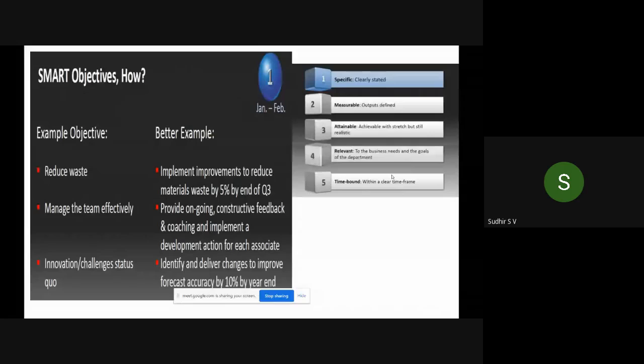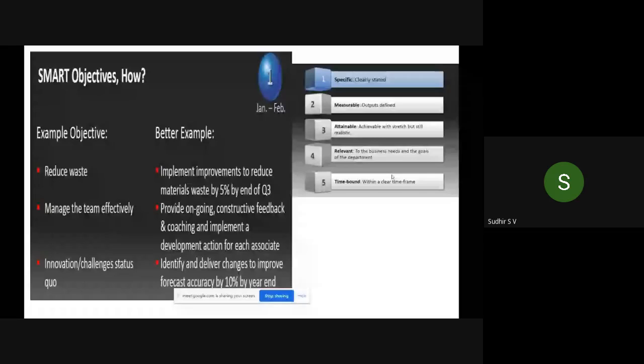Not set unattainable goals for the organization. And very clearly there's a deadline involved. Okay, a deadline involved. So time bound is there. So the objective is to reduce waste, but the way in which the objective is written is implement improvements to reduce material waste by 5% by the end of this quarter. Right? So very specific, measurable, attainable, relevant, time bound.